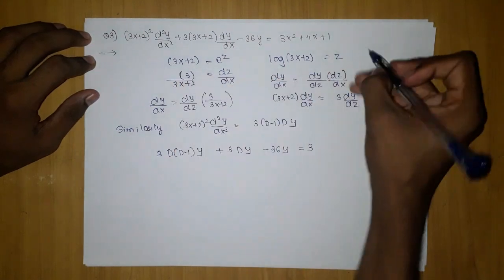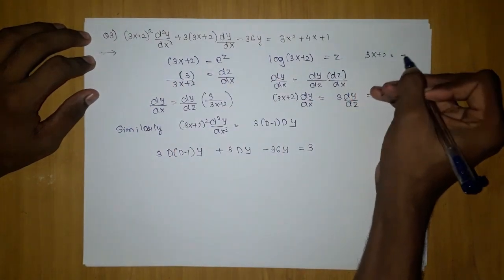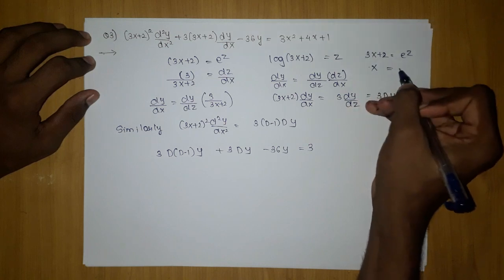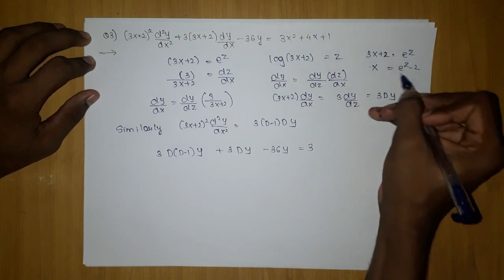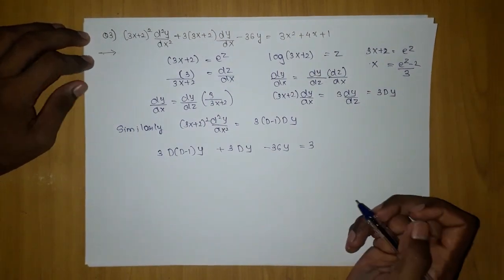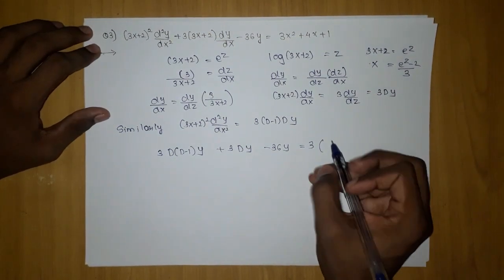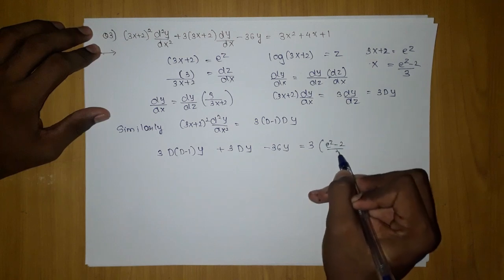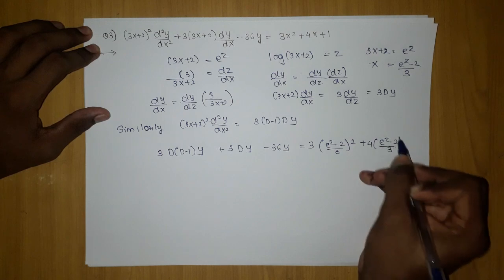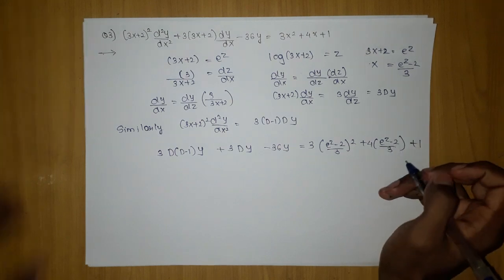Okay, here x we will substitute. Just observe, here it is 3x plus 2 equal to e to the power z. Agree? We are going to move the 2 on that side, e to the power z minus 2, and move the 3 into the denominator. So we are going to substitute x by this. That is the only trick. Okay, different thing in this question. So (e to the power z minus 2 by 3) the whole square plus 4 into (e to the power z minus 2 by 3) plus 1.